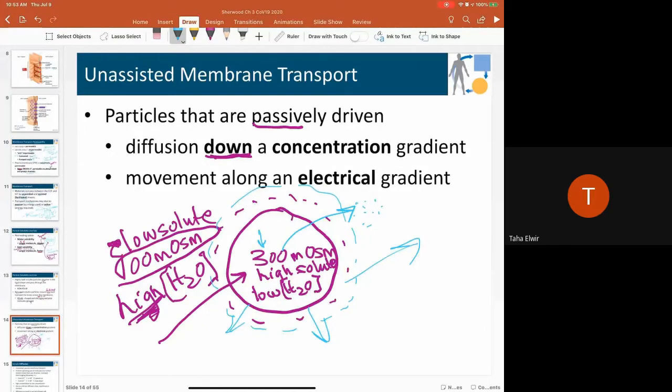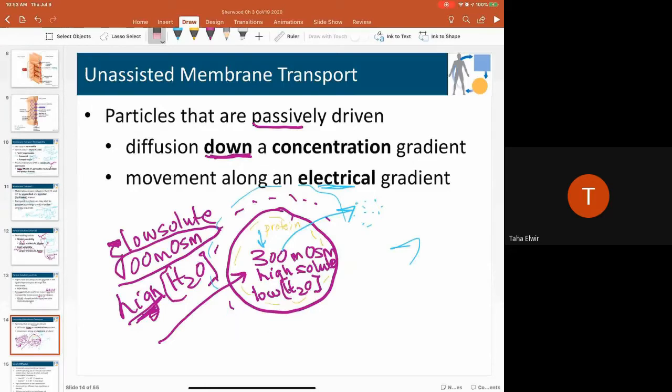Also, you can move down an electrical gradient. So the inside of a cell has a net negative charge on it because of all the cytoskeletal proteins inside. The outside, I'm going to take away the dashes here.